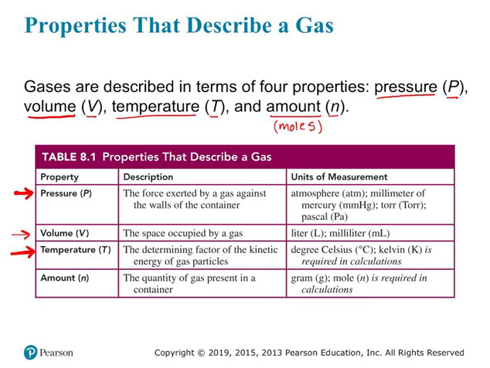Temperature is, again, related to the energy of the gas. And we're going to use Kelvin in particular. Now, you can report the temperature of a gas in Celsius or Fahrenheit, that's fine. But when we do calculations with gases, we always use Kelvin. And we'll talk about why later on. And then last, we have amount. You could express this in grams, but most often we're going to express this in moles.